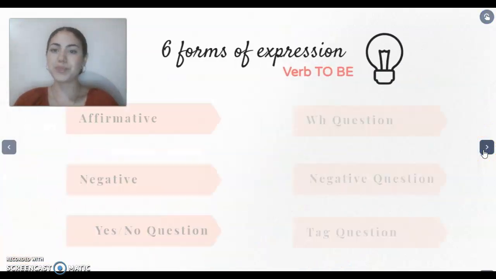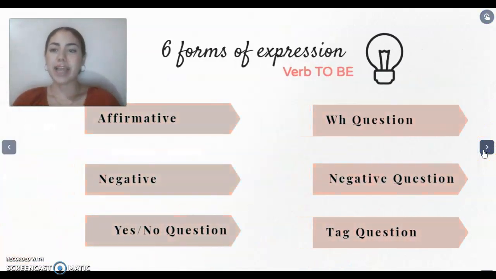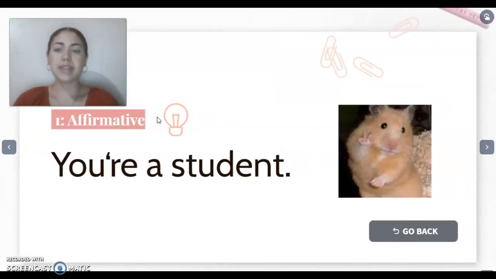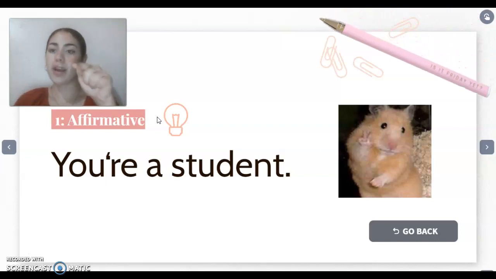Let me show you. As I already said in the presentation at the beginning, we have 6 forms of expression of the verb to be. The first one is affirmative. And my example is, you are a student. Easy peasy lemon squeezy.